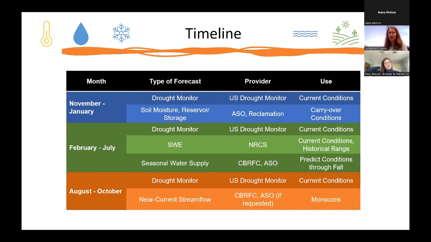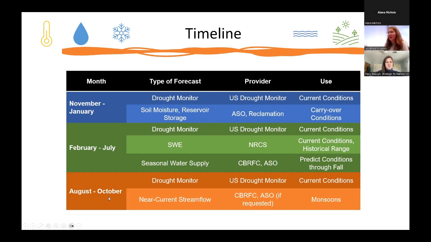So how are our storage vessels setting up? When we get into the February through July timeframe, we're looking at the drought monitor for our current conditions, SWE, checking out what's happening with the snow water equivalent and the snowpack in the basin. And then we can start doing those seasonal water supply forecasts. So these are our true forecasts issued by CBRFC and ASO, and we're trying to predict conditions through the summer and into the fall.